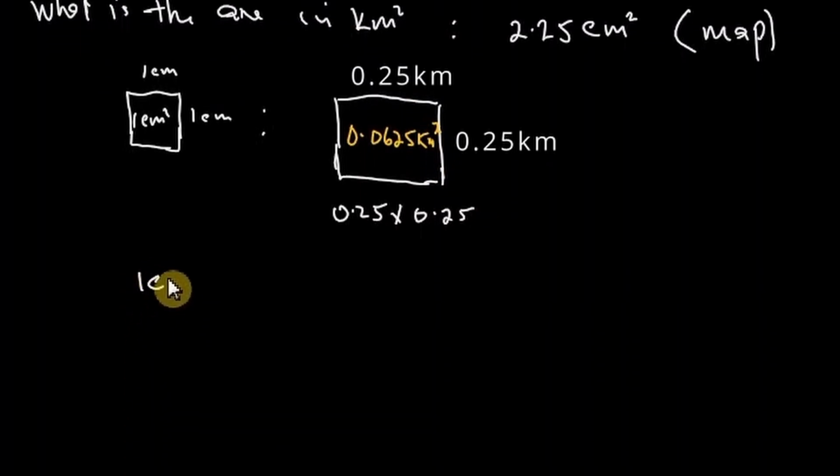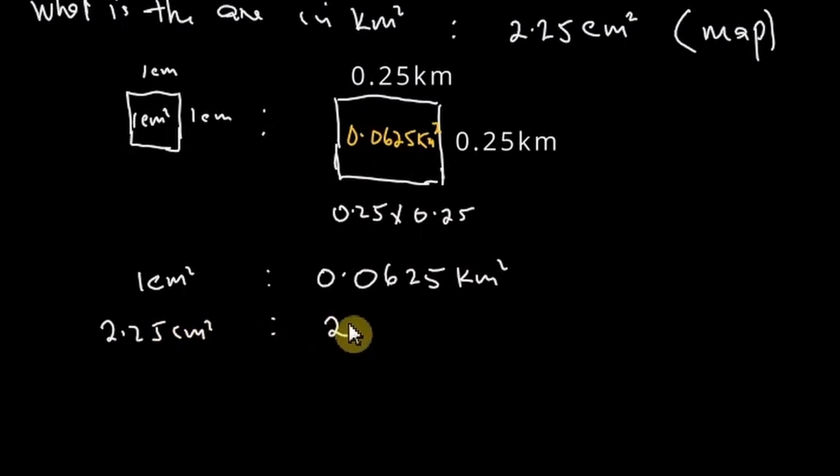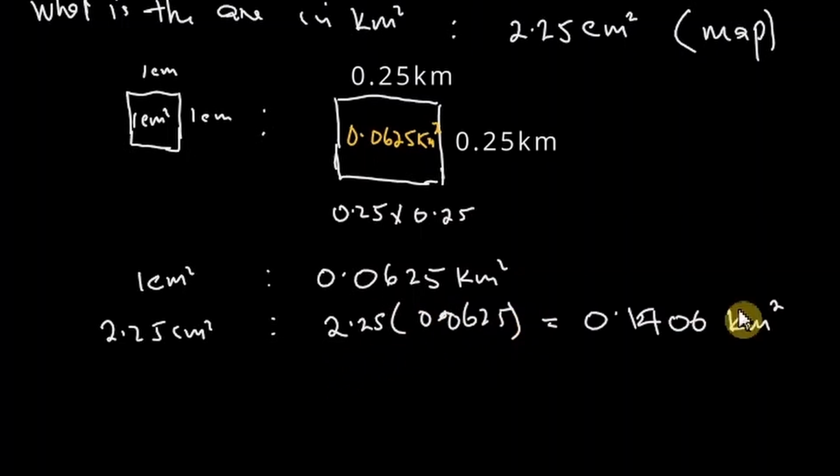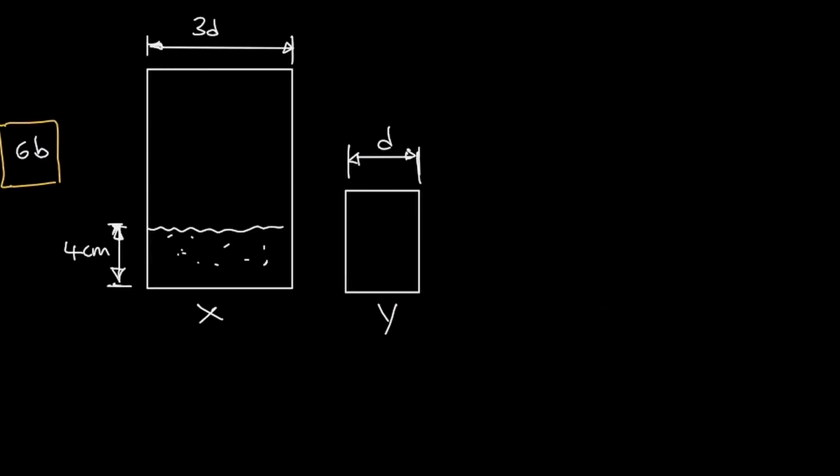So if 1 centimeter squared represents 0.0625 kilometers squared, then 2.25 centimeters squared would represent 2.25 times 0.0625, and that would give 0.1406 kilometers squared. Let's move on to the next question.